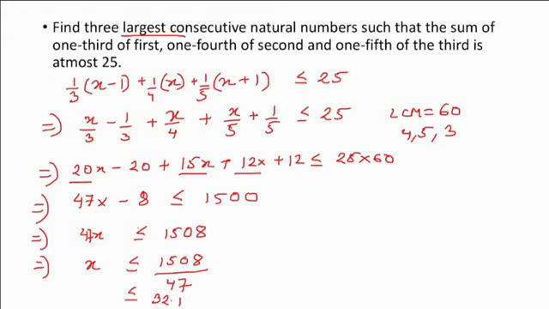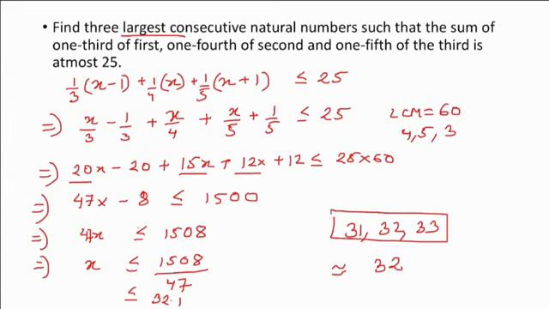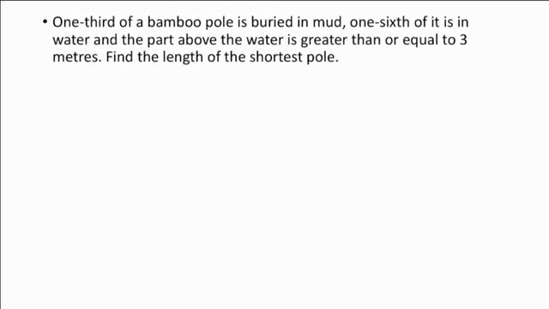And then the largest consecutive number that can satisfy this inequation is, x less than 32.1, so the integer would be 32. So 31, 32 and 33. So these are the largest natural numbers that will satisfy this condition. So I hope this question is clear to you. So with this understanding, let's move to the next question.